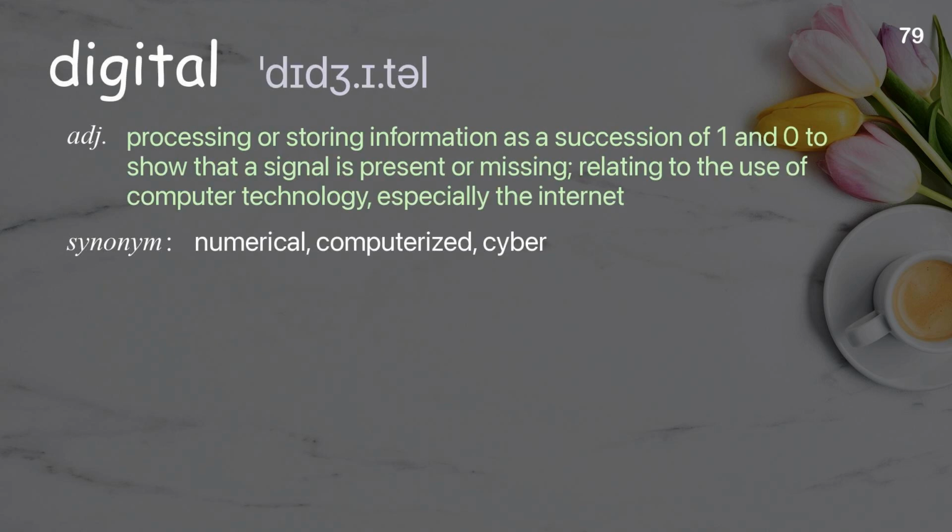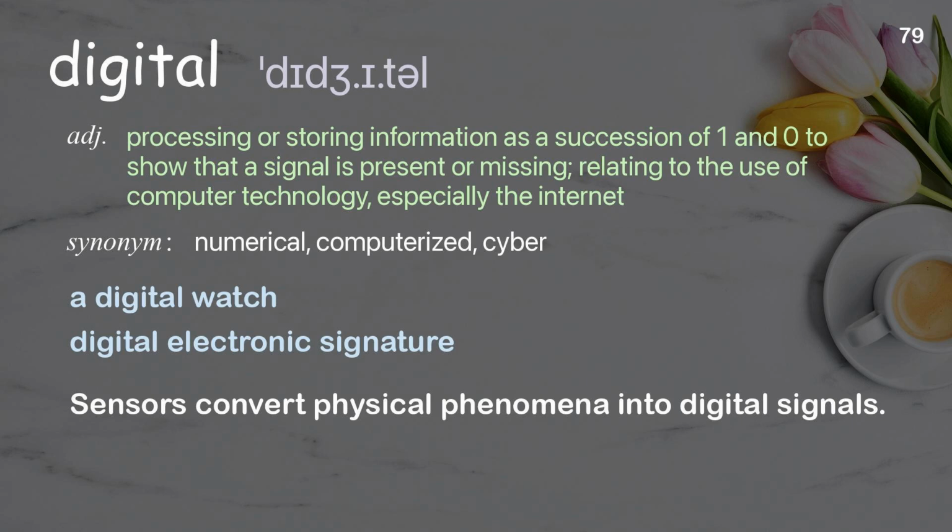Digital. Processing or storing information as a succession of 1 and 0 to show that a signal is present or missing; relating to the use of computer technology, especially the internet. Examples: a digital watch, digital electronic signature. Sensors convert physical phenomena into digital signals.